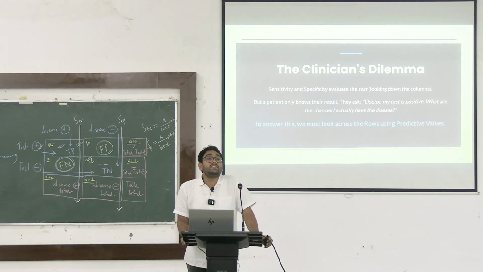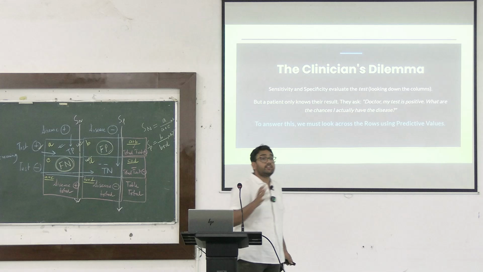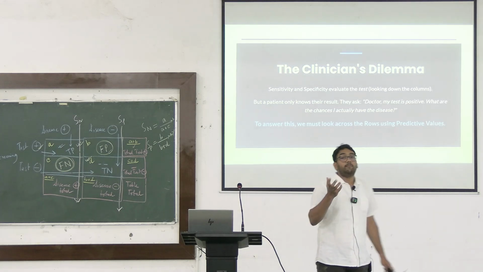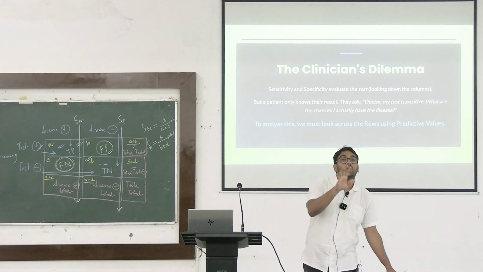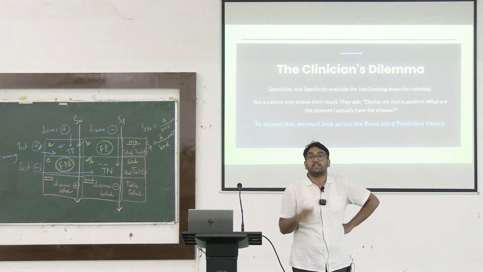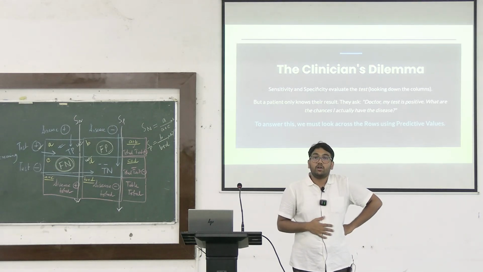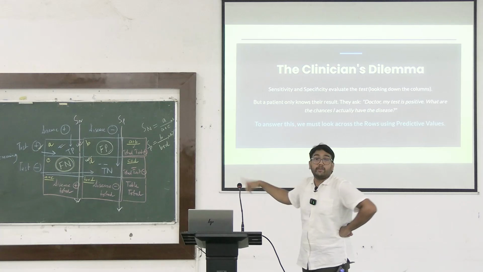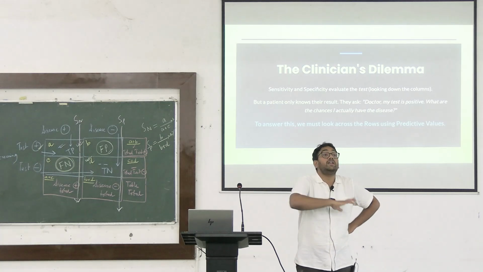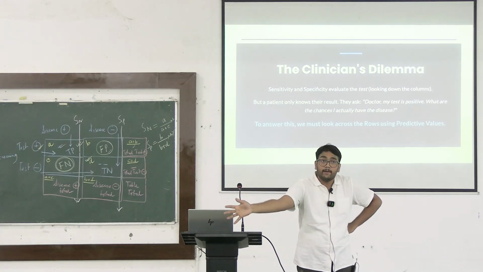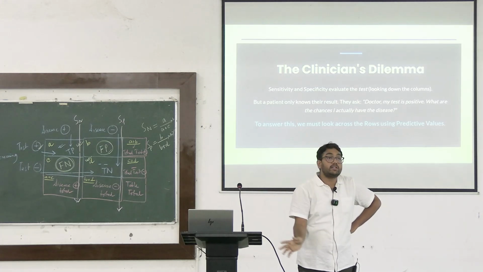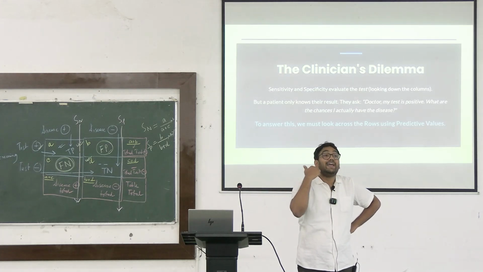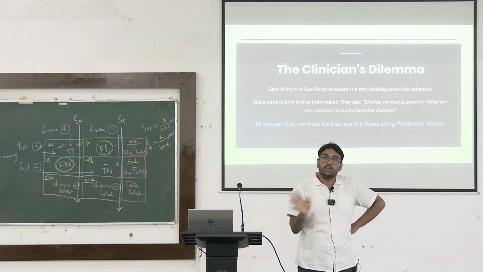that looks at a clinician's dilemma. When we are doing a screening test, we are employing sensitivity or specificity. But is that what you are concerned with when you are a clinician? What is sensitivity or specificity telling you? It is how many people among the population the test will be able to detect, how many people among the population the test will be able to eliminate. That is what they are telling you.